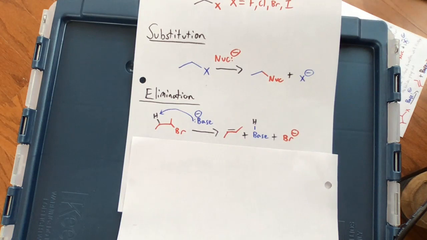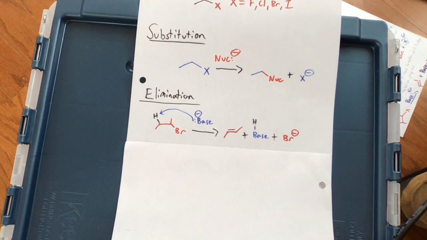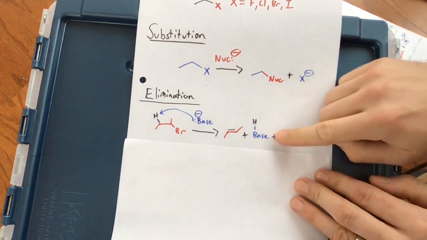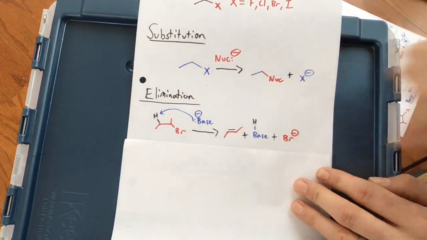And in these, you have some hydrogen that is somewhat acidic, and you have a base that's able to deprotonate that hydrogen, make a double bond, and again, eliminate the bromide, forming a pi bond. Please notice in this case that the base abstracts a proton from the substrate.